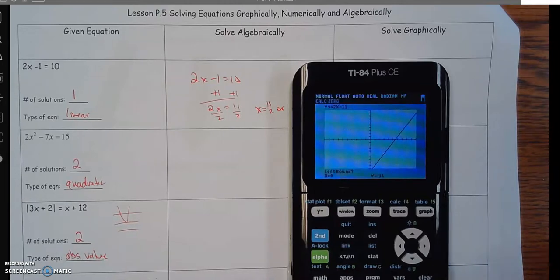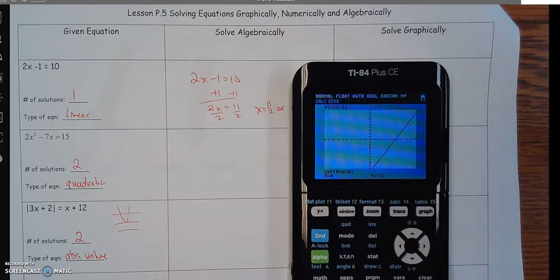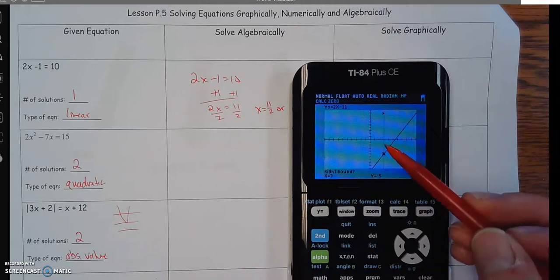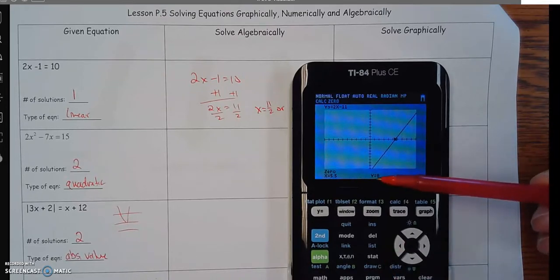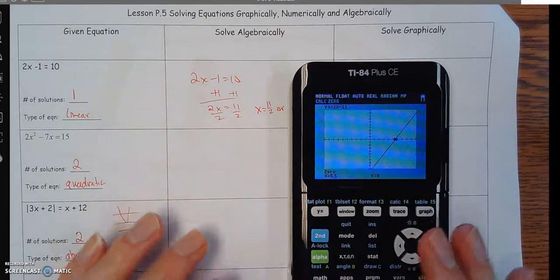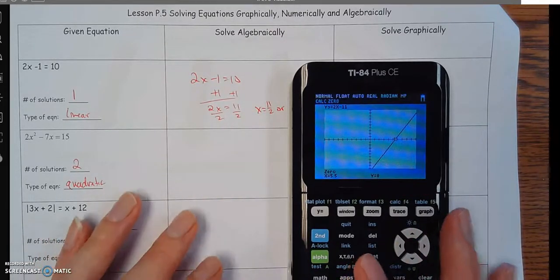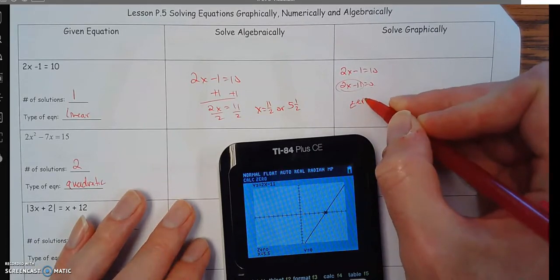So 0. It asks some questions. It says, what's the left bound? I need to pick a number less than that. So I'd say 3 or 4 is definitely less. I'm just going to put 3. How about a right bound? Well, it's over here somewhere. So if that's 3, 4, 5, 6, 7, 8, something like that. And then I guess I'm just going to scroll over and put somewhere in here. And it tells me that when y is 0, x is 5.5. That's what I got over here algebraically. So that's one way of doing it. So one way is to set it equal to 0, graph it, and look for zeros. So I'll just say zeros.